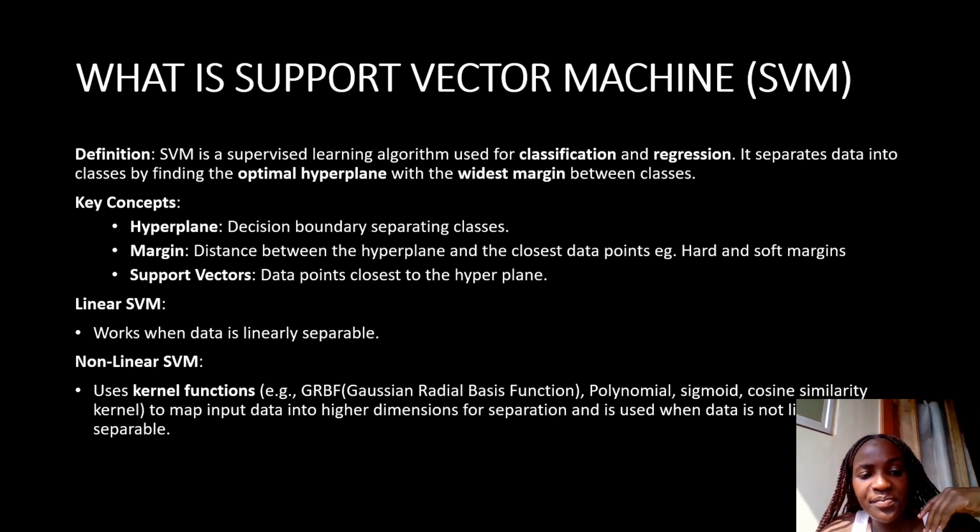Then nonlinear SVM uses kernel functions, for example, Gaussian radial basis function, polynomial, sigmoid, cosine similarity kernel to map input data into higher dimensions for separation, and is used when data is not linearly separable. So for nonlinear, as it explains itself, you can't really draw a line between the data points, so they're not really separable easily. So we use kernel functions that map input data into higher dimensions for separation.